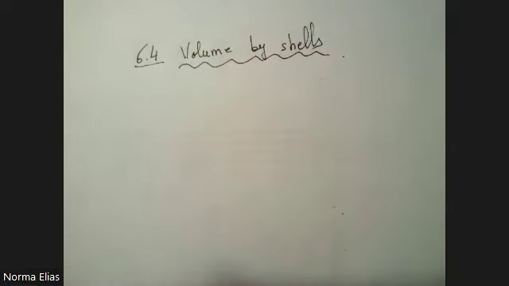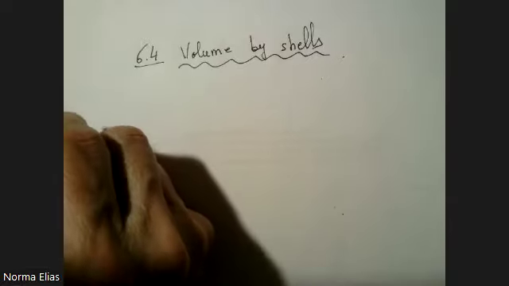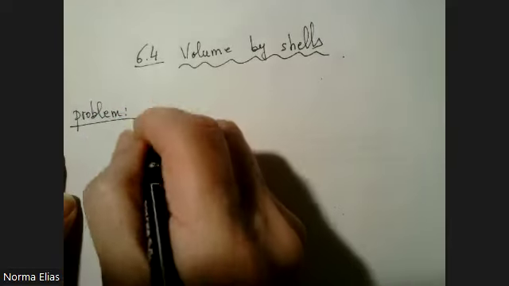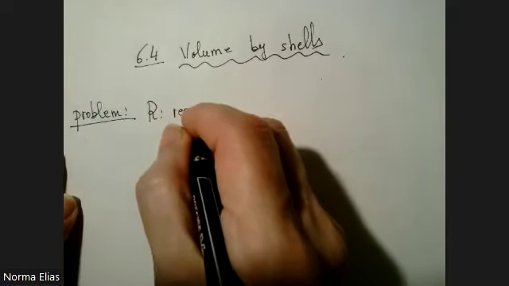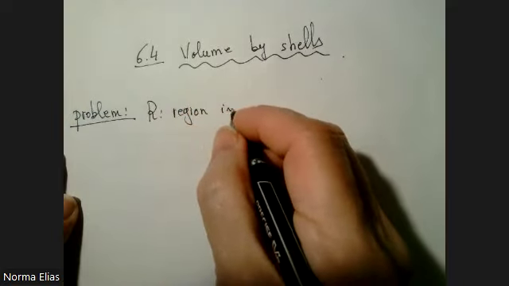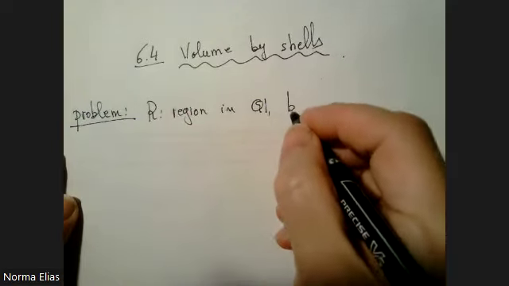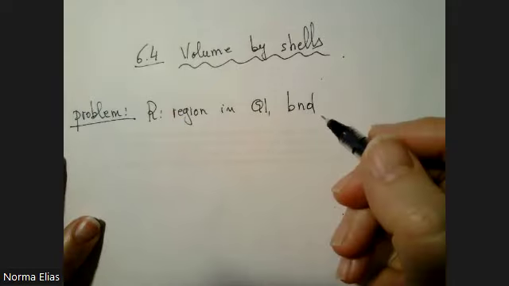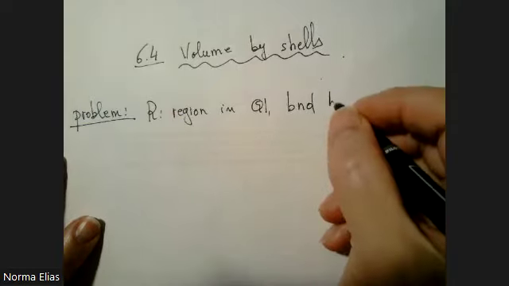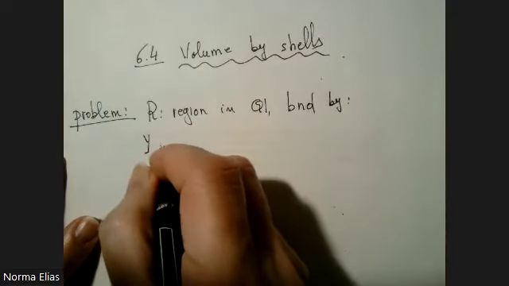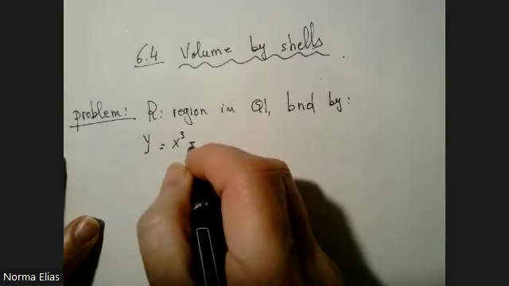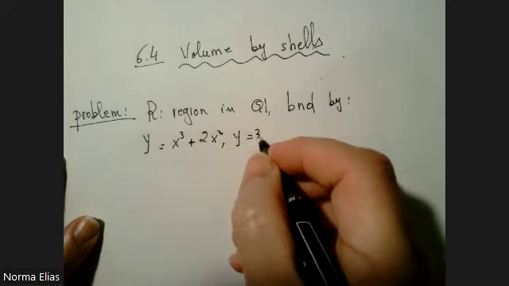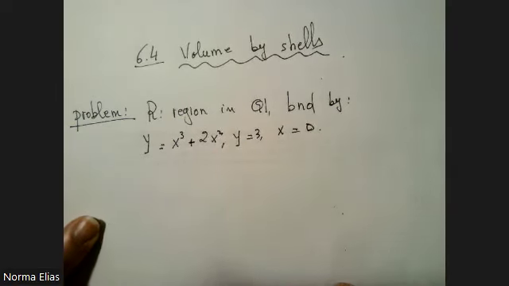Okay. So before we start this, let me give you this problem. I'm going to take R to be the region in quadrant 1, which is bounded by (when I write BD, I mean bounded, so you can use this abbreviation if you want) the graph of y equals x cubed plus 2x squared, y equals 3, x equals 0. That's my region.